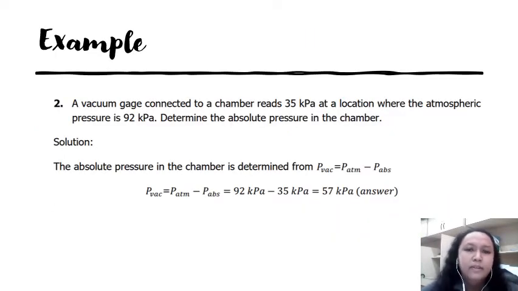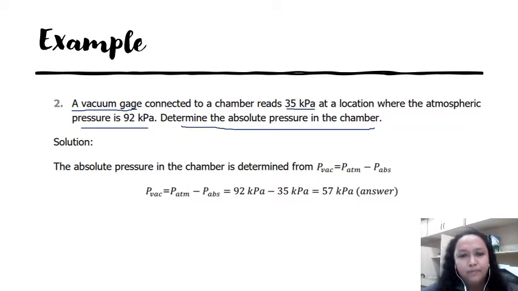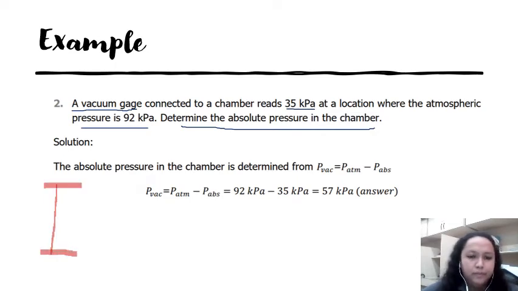Example. Okay, example. Balikan natin sa pressure. So, we have the vacuum gauge. Take note of the word vacuum. Gauge is connected to a chamber. Reads 35 kilopascal at a location where the atmospheric pressure is 92. So, we need to determine the absolute pressure in the chamber. So, ganito. Since meron tayong atmospheric pressure, yung blue class. Ayan. Given din sa atin yung absolute pressure.